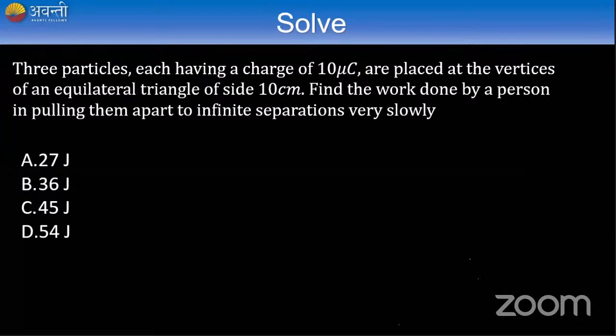So we have three particles, each have a charge of 10 microcoulomb, placed at the three vertices of an equilateral triangle of side 10 centimeters. Guys, you know what is the equation in the previous question only. Now try to apply that and find the answer. That's it. So you know how to find it. In previous two questions you had tried. So in one of them, which one will you apply, guys?